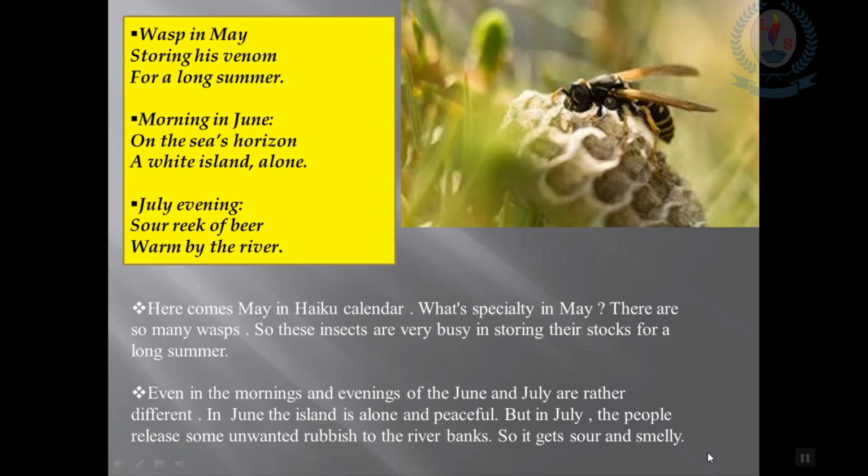Now here, wasps are common in nature. But in a haiku poem, these creatures are highlighted. For example, like ants, those who are storing food for the rainy season, here wasps are storing food for summer.